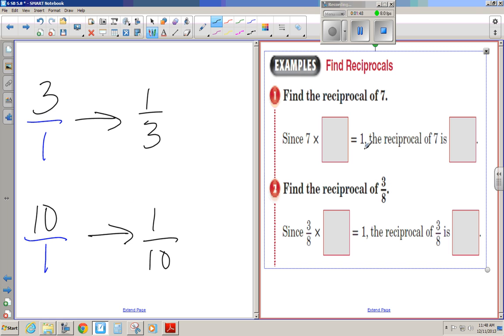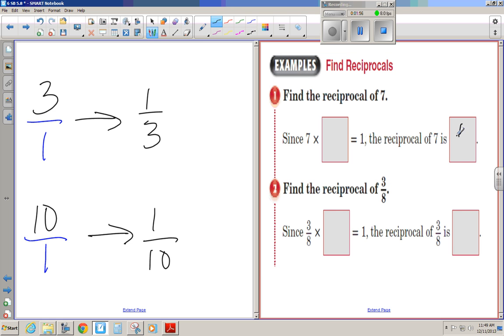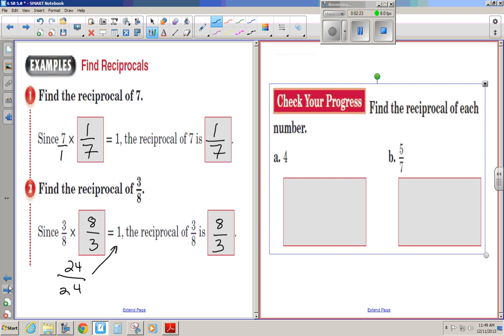So when you look at the first example, since 7 times something is 1, the reciprocal of 7, we're going to work backwards, is 1/7. Because you take the whole number and you flip it over. The reciprocal of 3/8 is 8/3. You take the fraction and you flip it over. Because 3 times 8 is 24, 8 times 3 is 24, and 24 over 24 equals 1. So why don't you pause the video and try to find the reciprocals of these.